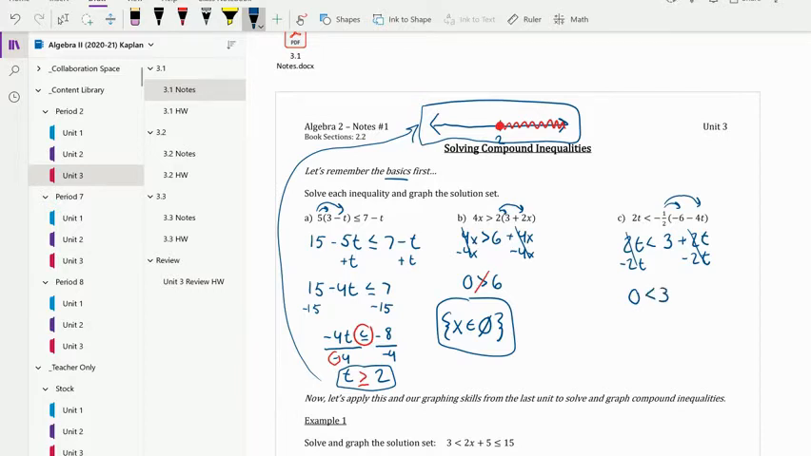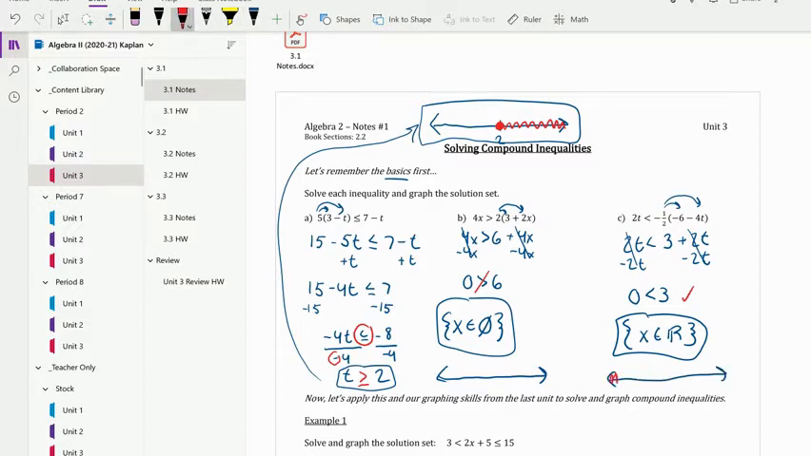Ask yourself this time, is this a true statement? And in this case, you are absolutely correct. In this case, 0 is indeed less than 3, which means in this particular case, x is in the set of all real numbers. Okay, all real numbers would be your solution here. And whoopsie, I forgot to graph these because they're pretty basic graphs. That one's just an empty number line, and this one would be a number line that is fully shaded.